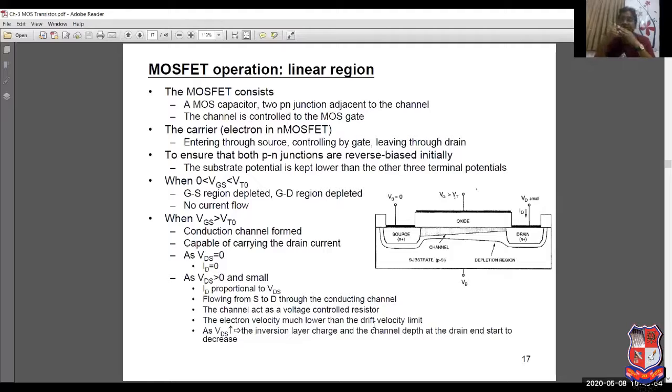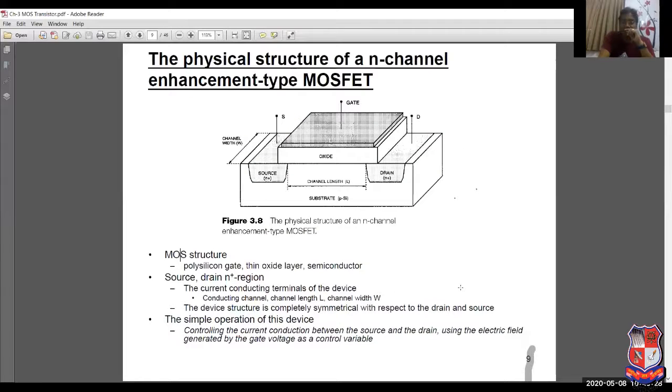So you can see that there is an ideal linear relationship between the current and the voltage, that is current ID and the voltage VDS. Okay, so the channel acts as a voltage controlled resistor, and the electron velocity is much lower than the drift velocity. So therefore as the VDS increases, the current ID also increases, and this is the region which is known as the linear region of the characteristics. So you can see that within this particular case, if you increase the VDS, then your current ID is also increasing. Now, what will happen in the further case?